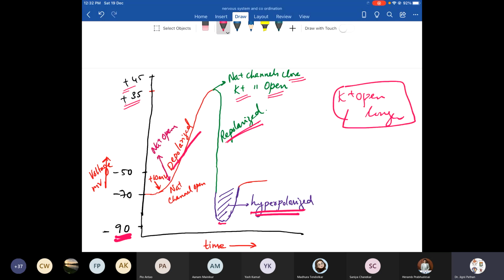To come from minus 90 to minus 70, who is going to help? The sodium potassium pump, not channel, the pump is going to help. By use of ATP molecule, from the hyperpolarized state to the resting potential, a pump is used. ATP is used to bring that minus 90 to minus 70. Whereas for the sodium channel and the potassium channel, there is no use of energy. There is no use of ATP. That is what I mentioned in the last class.